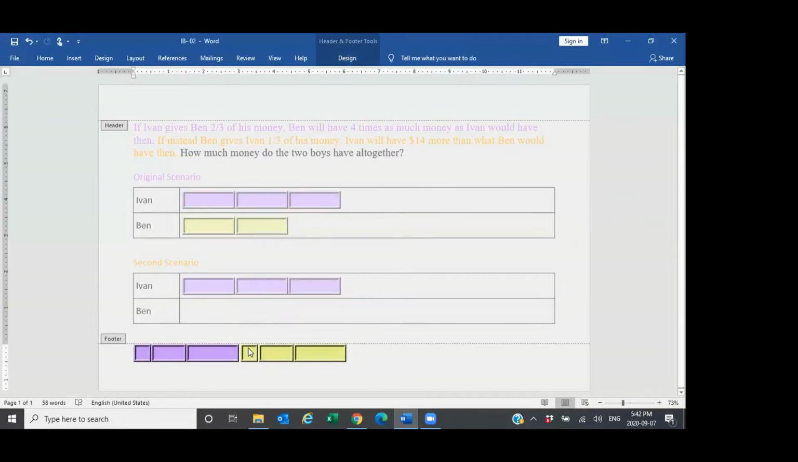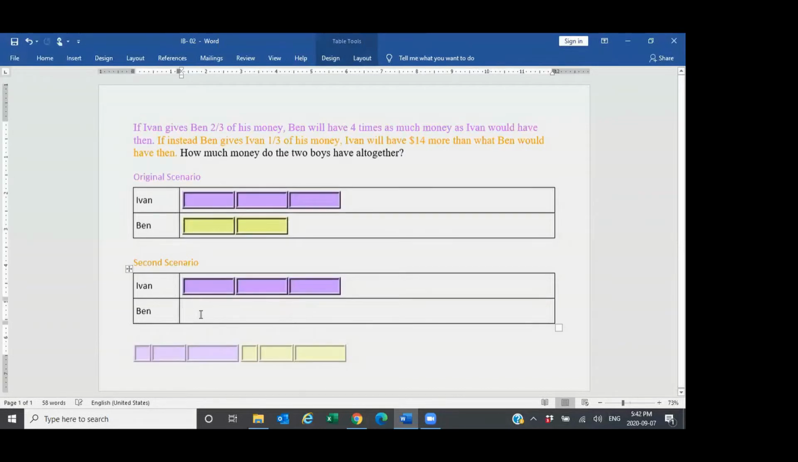We could see here that this unit bar is made up of 3 tiny ones like this. So I'm going to make 3 tiny ones for each bar Ben has. 3. Now he had 2 bars, so that's how many he really had. We cut them into smaller pieces now.